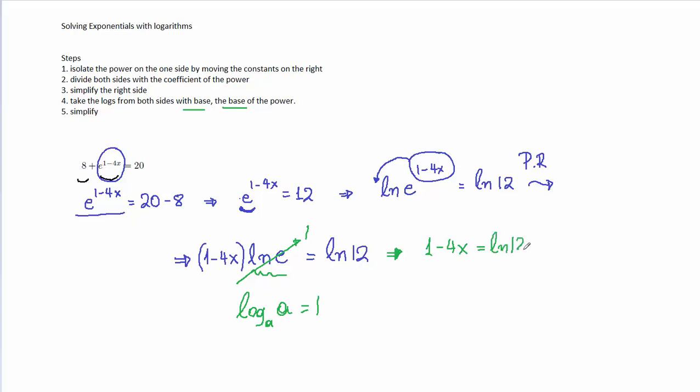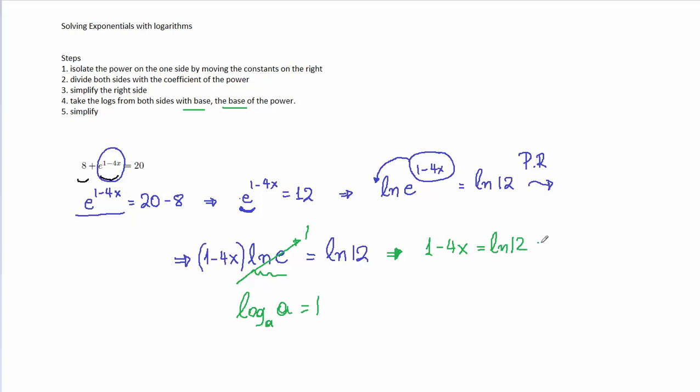Is there any way to simplify the ln of 12? No. ln of 12 is ln of 12. It is a number. This is going to be a number. ln of around 9 is going to be 2. So ln of 12 will be around 2.4. You can approximate it, but it's a number, you know that. As a number, it's a constant.